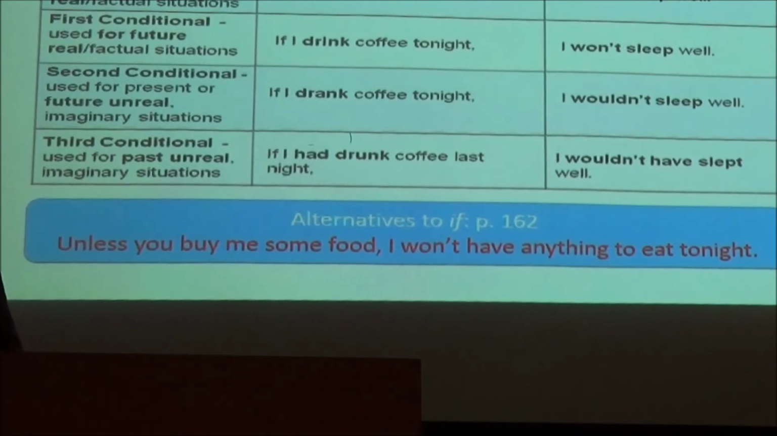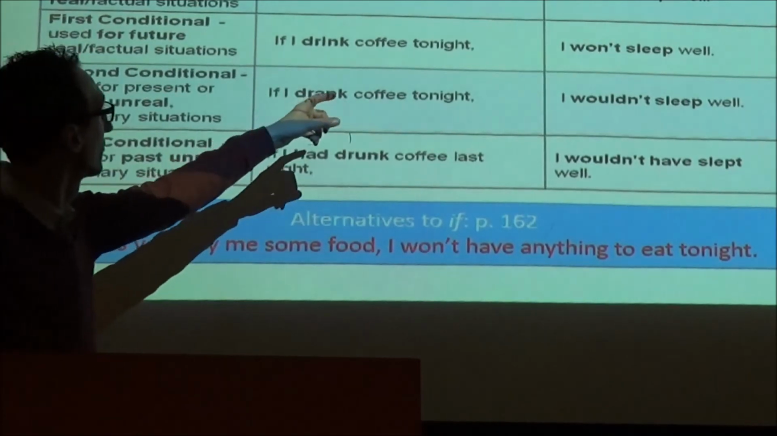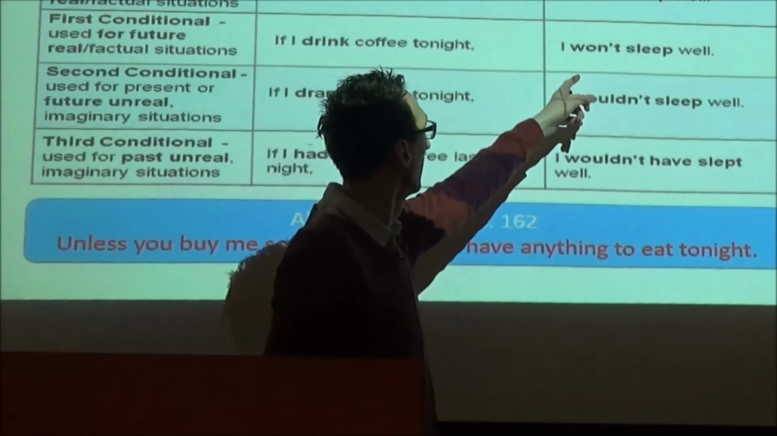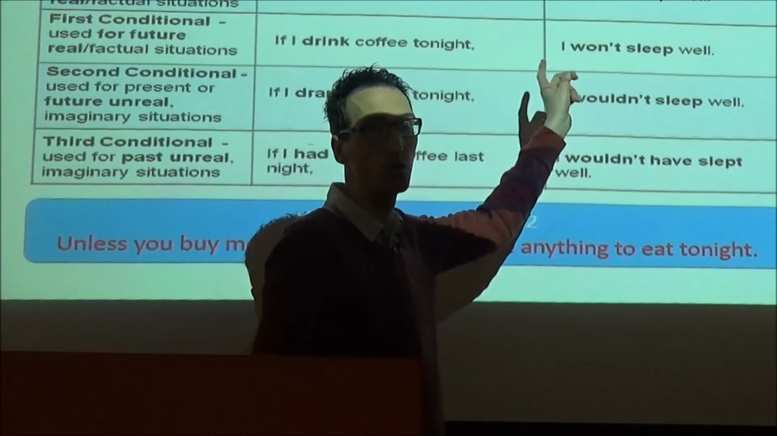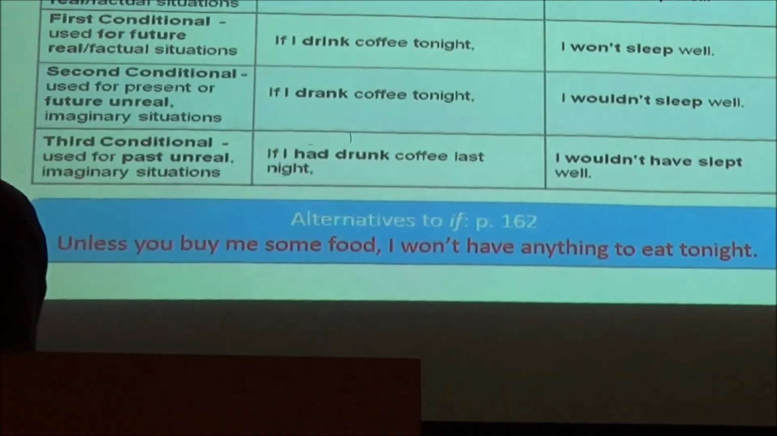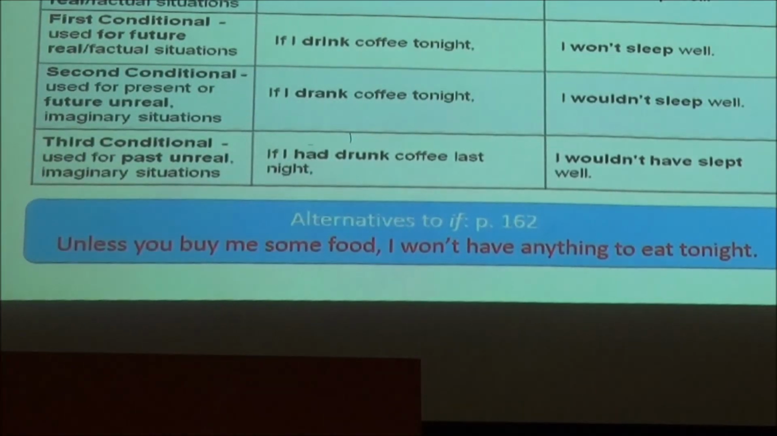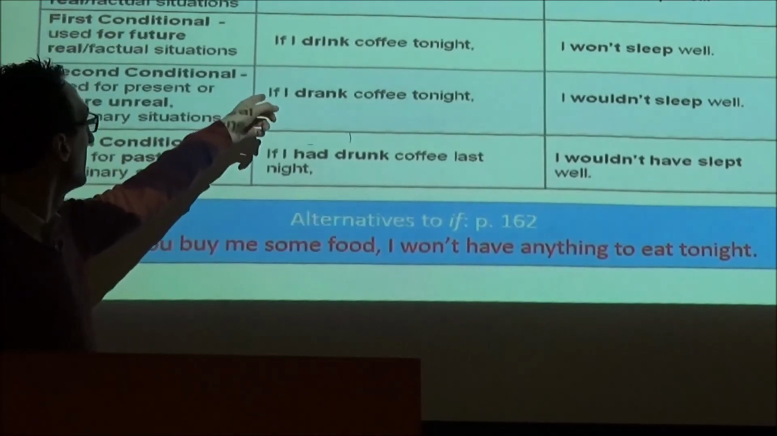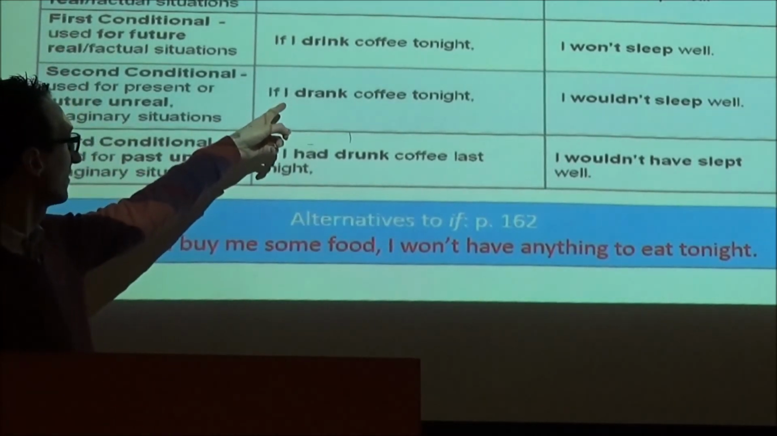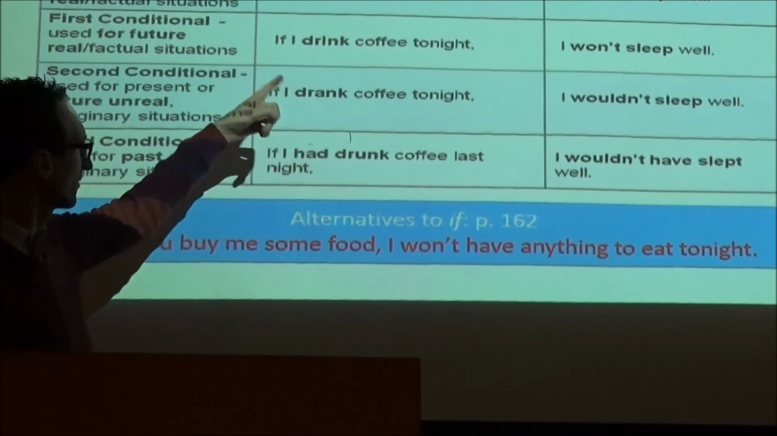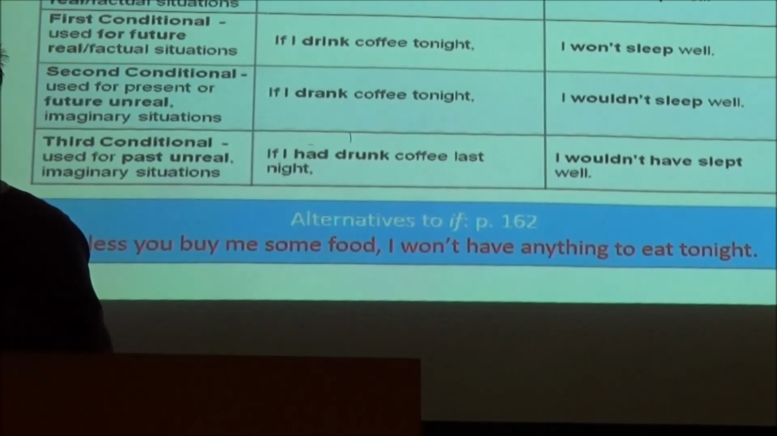If the second clause, the result clause, has will in it, then the first one has to be a present simple. If the if clause contains the past simple, if I drank coffee tonight, then the result clause needs to contain would or could.